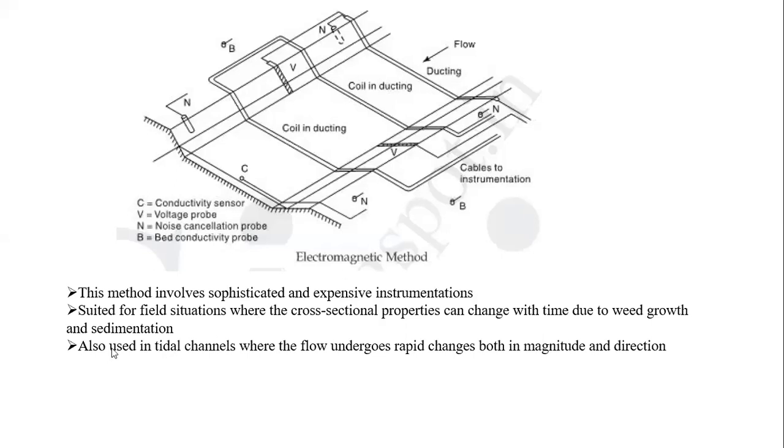Also, it is used in tidal channels. Tidal channels यानी कि जहाँ पे बहुत सारे waves generate होते हैं due to the wind, where the flow undergoes rapid changes both in magnitude and direction. यानी कि जहाँ पे फ्लो की डायरेक्शन बार बार बदलती है, आगे जाता है, पीछे आता है. रोलर्स जहाँ पे जनरेट होते हैं, वहां पे वाटर मॉलिक्यूल्स आगे जाते हैं, बाद में पीछे आते हैं, बाद में आगे जाते हैं. Likewise they have movement in 360 degrees. Under such cases this method is applicable or best suited.